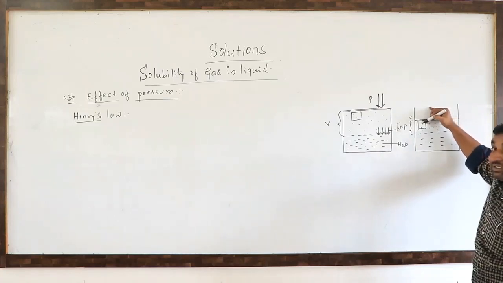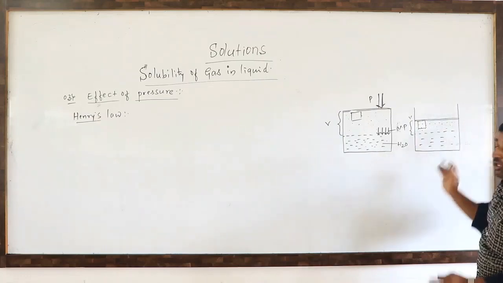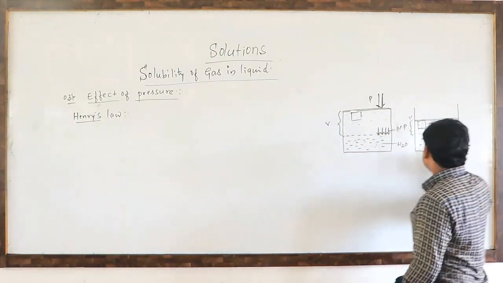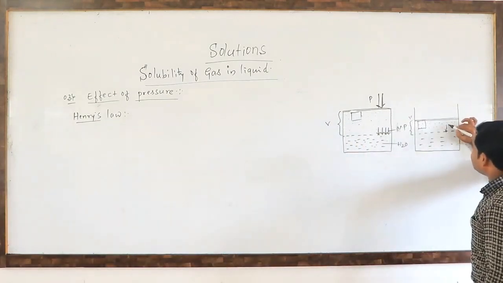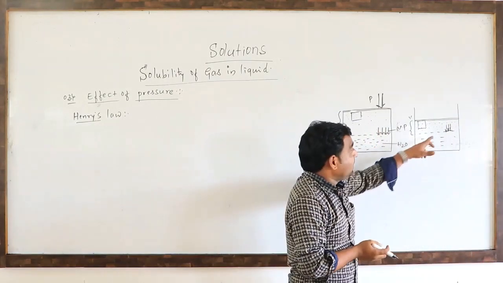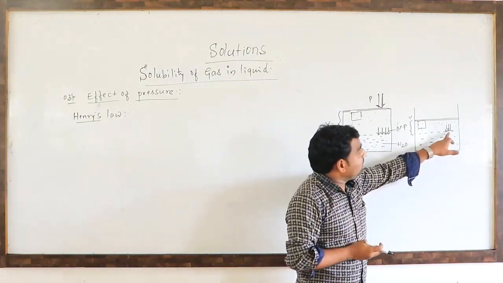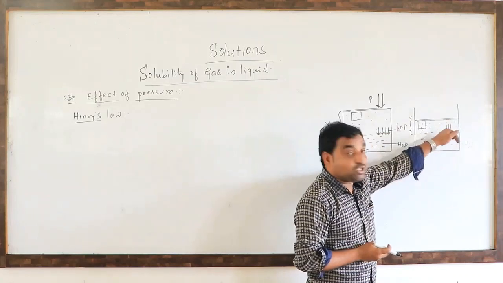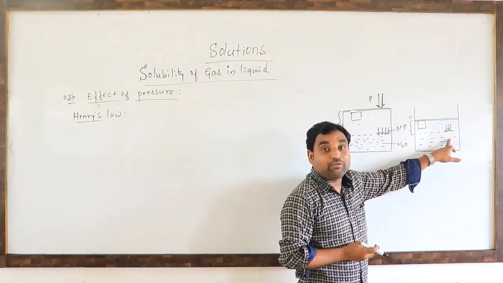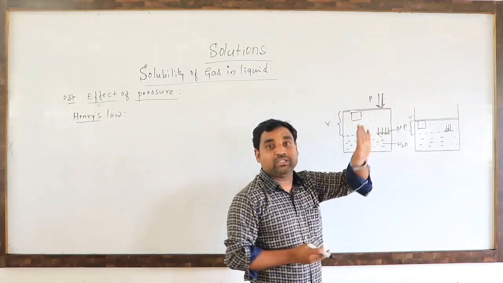If the vapor molecules increase, those vapor molecules collide with each other, and also strike the surface of the solution. When the vapor molecules strike the surface of the solution, the gas gets dissolved in the liquid. So the gas starts dissolving in the liquid. The dissolution will be more when we increase the pressure. Very simple.